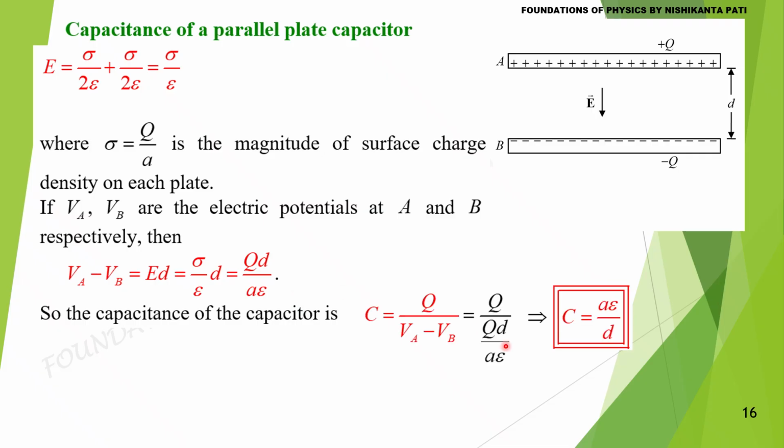So the capacitance of the capacitor is C equal to Q by VA minus VB. Q is greater than 0, the magnitude of charge on each plate. So the capacitance is A epsilon by D. If the space between the two plates is vacuum, then the capacitance is epsilon 0 A by D. The capacitance is independent of the thickness of the conducting plates. Whatever may be the thickness of the conducting plate, the capacitance remains this.